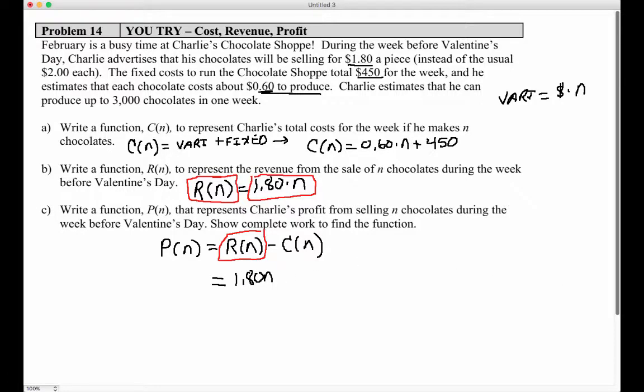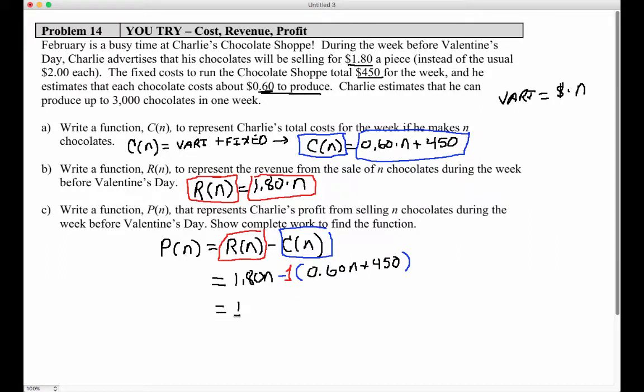Same idea with our cost function. This is a cost function, that's the same cost function, and that's the same cost function. So all of those are the same. What we're going to do is, again, replace C of n with its definition. But in this case, we're going to be careful and be sure to put the parentheses in there: 0.60 n plus 450, and then close off that parentheses. It's very important that you put those parentheses in, because to get rid of these parentheses, there's an unwritten -1 out front there.